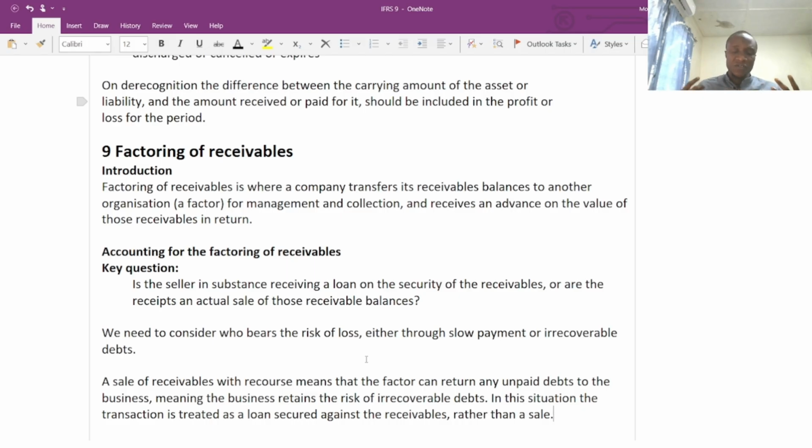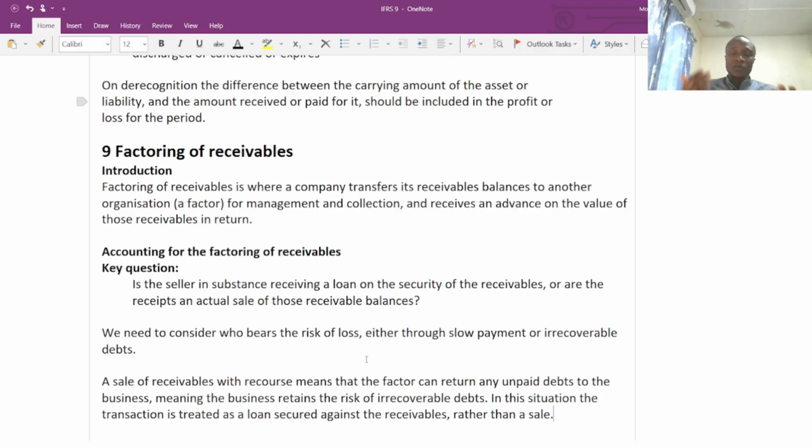Now if we're talking about factoring of receivables, it means we as a company are going to transfer the responsibility, the risk and reward of managing the receivable, to another company. The point of transferring the receivable balances from the company's ownership, from the company's management, to the factor or to another party is what we refer to as the factoring of receivable. It means we are going to transfer our receivable balances.